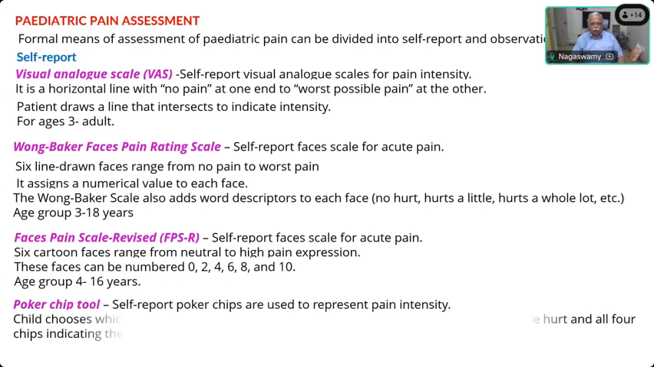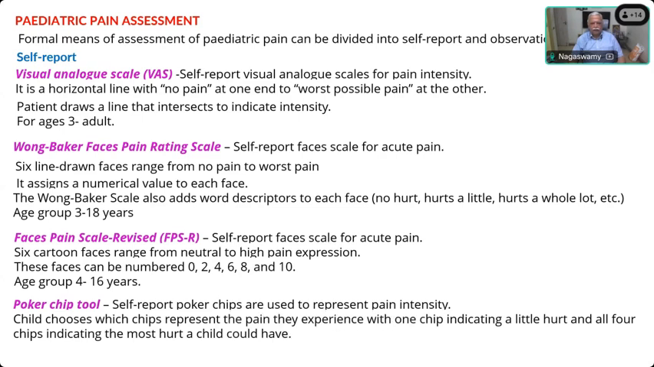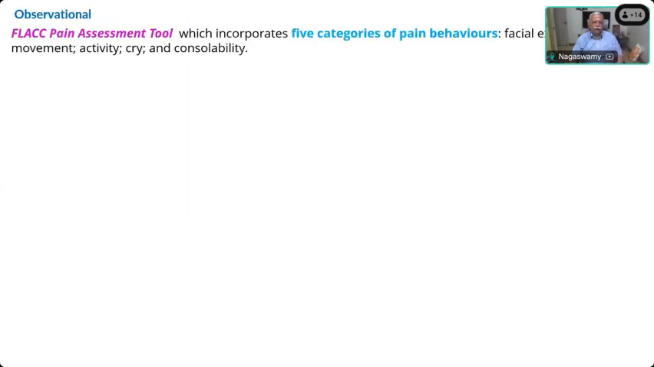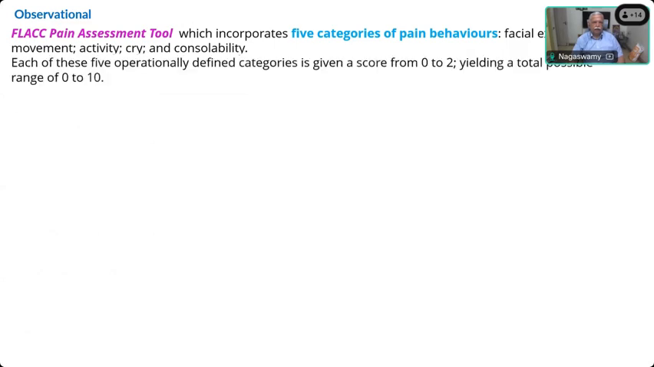Then the poker chip tool, which she also said, is indicative of no pain to severe pain, and it is suitable for 4 to 7. So if you see all these self-report scales, they are all for older children. Coming to the observational scales, these are for those who cannot speak or express their pain severity by words. There you use body behavior. The FLACC pain scale has 5 categories: facial expression, leg movement, activity, cry, and consolability, and each of them is given a score between 0 to 2, the total yielding 0 to 10.